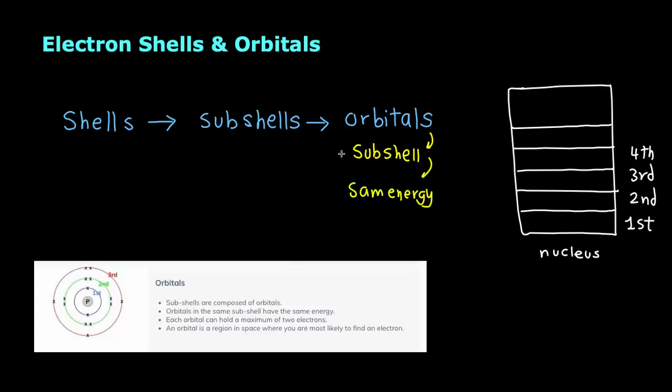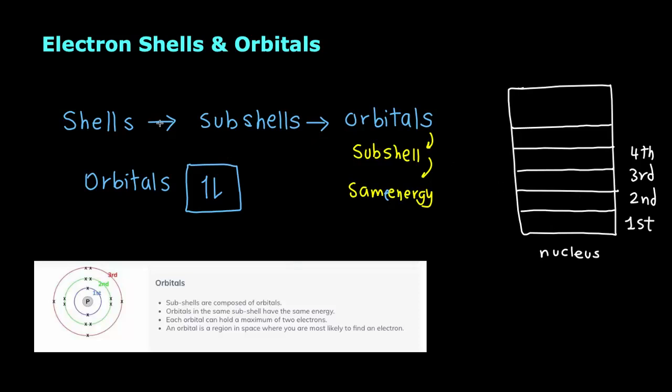Where are the electrons staying exactly? The electrons are staying in the orbitals, and the orbitals can carry a maximum of 2 electrons inside them. So let's imagine that this is an orbital and these are 2 electrons.